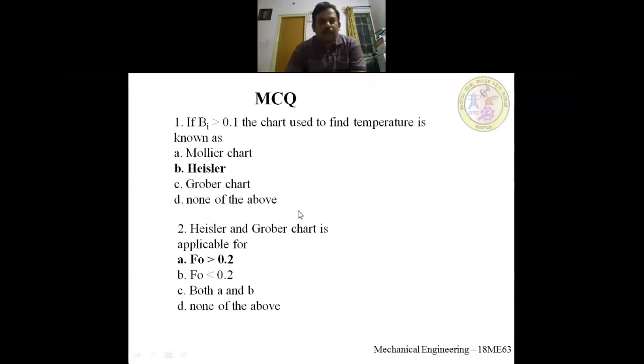Next, MCQ. First one, if Biot number is greater than 0.1, the chart to find the temperature is known as Mollier chart.